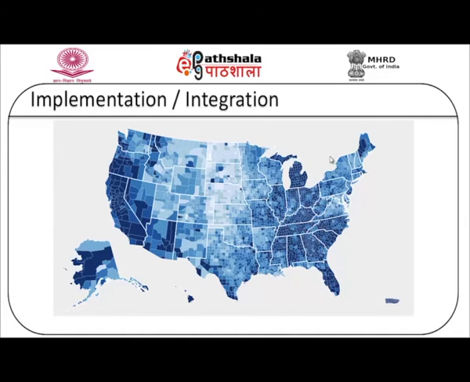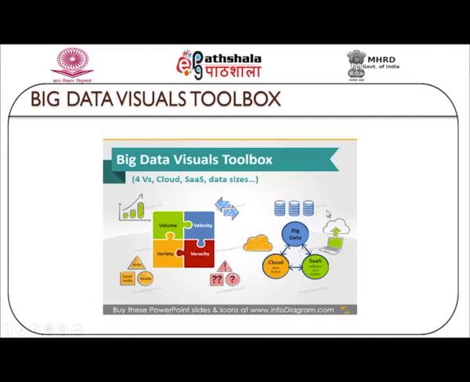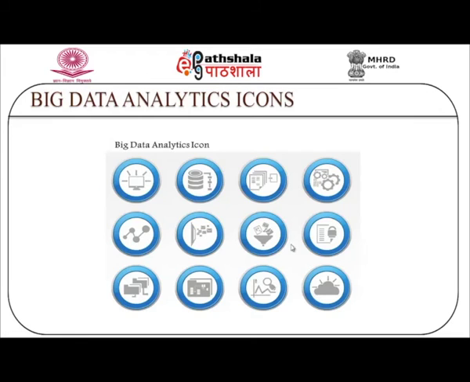This is also another one, a geographical information system, wherein state-wise it represents a certain data set using color coding patterns. If you look at the big data visual toolbox, we can see that the volume, velocity, variety and veracity are available. Similarly, big data is usually stored in the cloud with the help of software as a service vendors who provide software as a service or storage as a service, wherein it is possible for us to store our big data in the cloud.